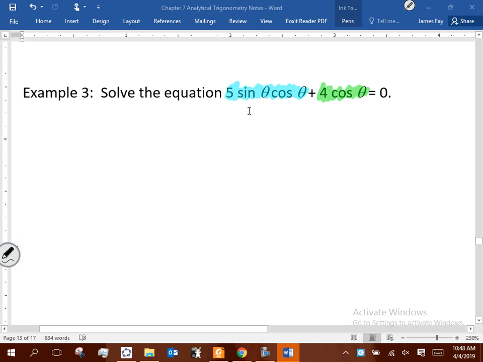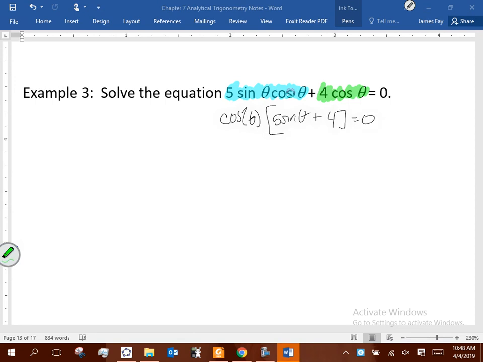Cosine theta. So let's factor that out. I factor out cosine theta. That blue thing, so factoring is the same thing as dividing, right? If I take that blue thing and divide by cosine theta, doesn't the cosine theta cancel? You're left with just 5 sine theta. If I take the green one and divide by cosine theta, what are we left with? Just 4.